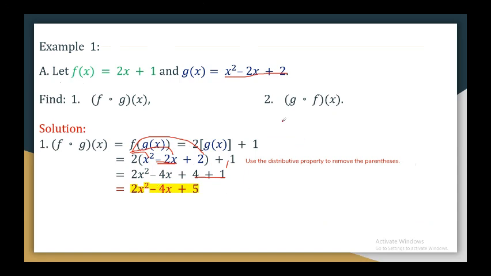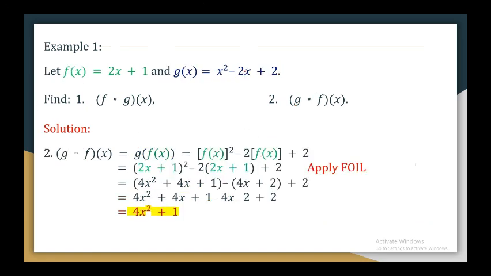Now let's move on to number 2 solution. Find g of f. Take note, the first one is f of g of x. The second is g of f of x. So they are different. Now in g of f of x, we will use first the outer function, which is g of x. The inner function is f of x. So we are going to replace the x in g of x by the value of f of x.